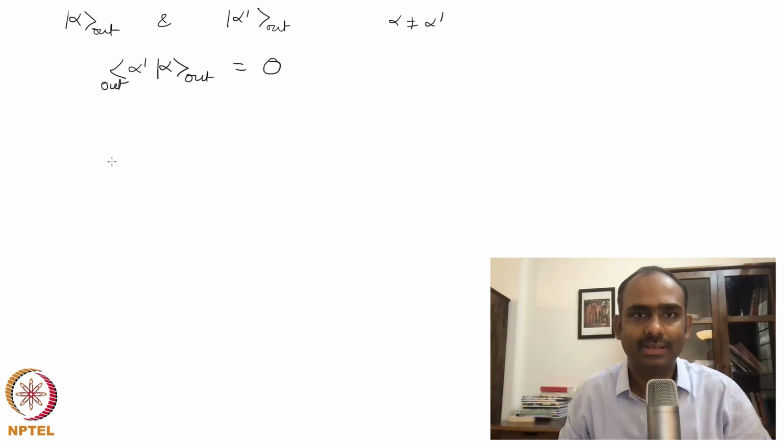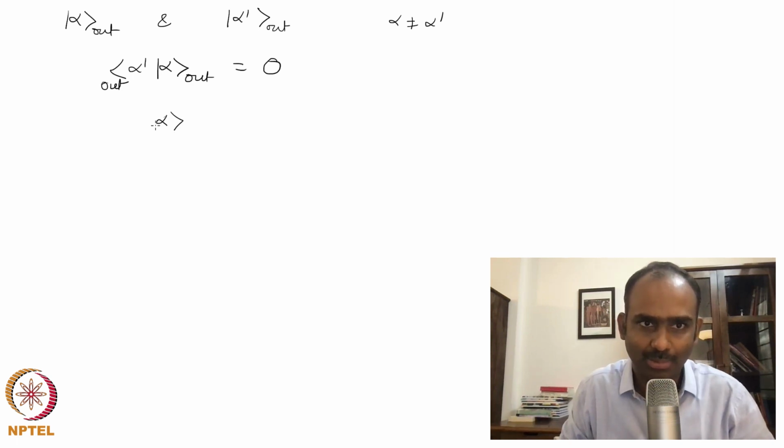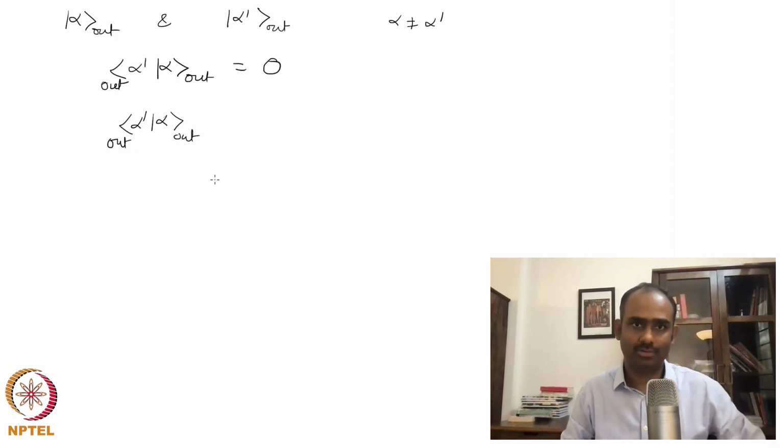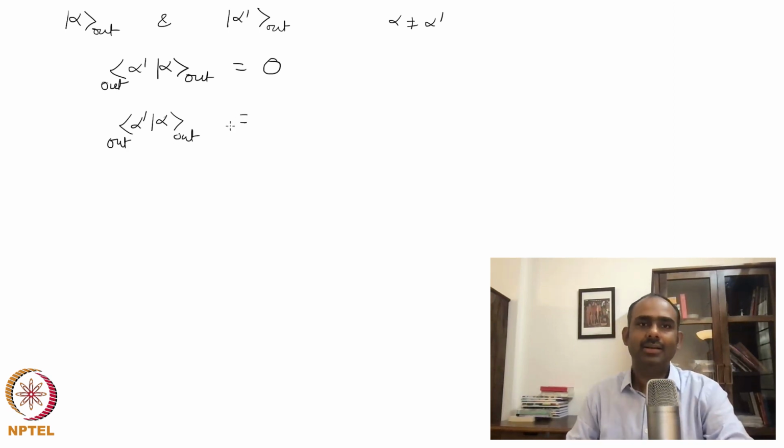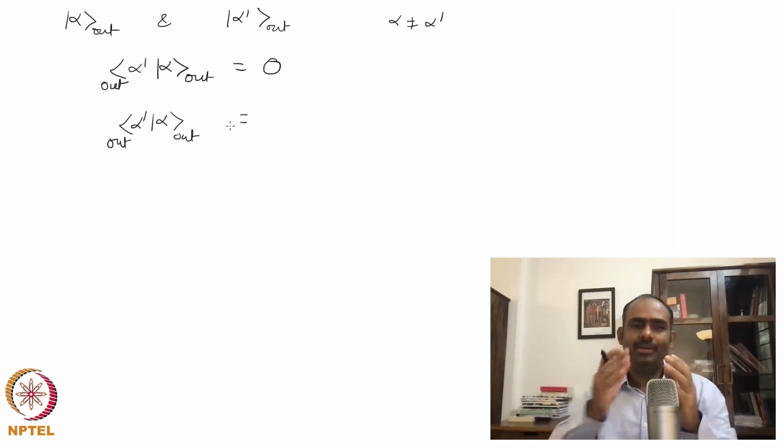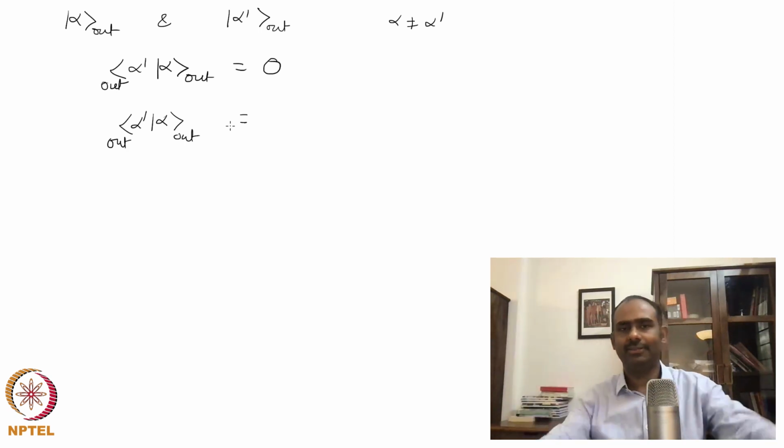Okay, now we can ask about the normalization of these states. So what is this in general, where I am allowing now alpha prime to be equal to alpha also. Remember, these basis states alpha out evolve to states which correspond to free particles, and we have already talked about these free particles in the previous course, and you know how these states are normalized. You normalize them to Dirac delta function. So the same will be true here.